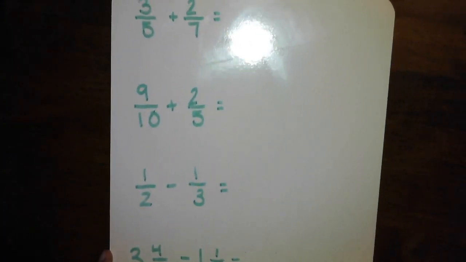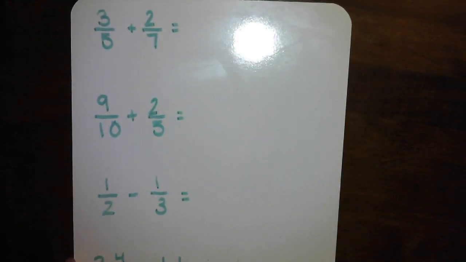Take a minute to pause the video. Copy these down, please. 3/5 plus 2/7, 9/10 plus 2/5, 1/2 minus 1/3. As you're copying these down, you should notice that the denominators are different.